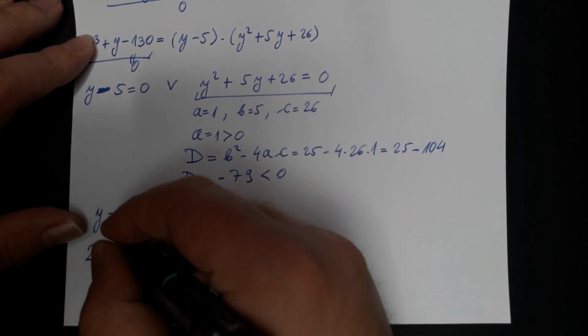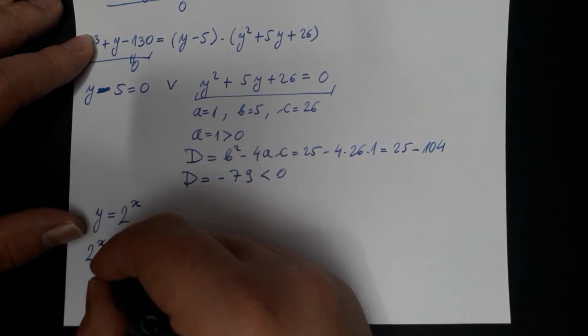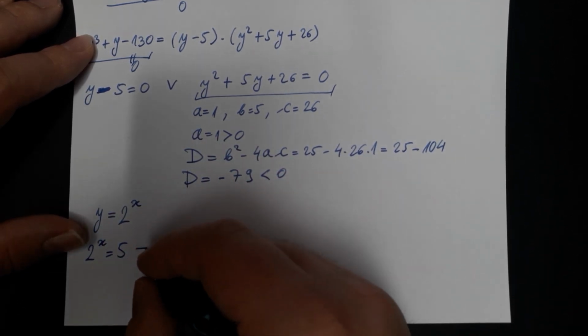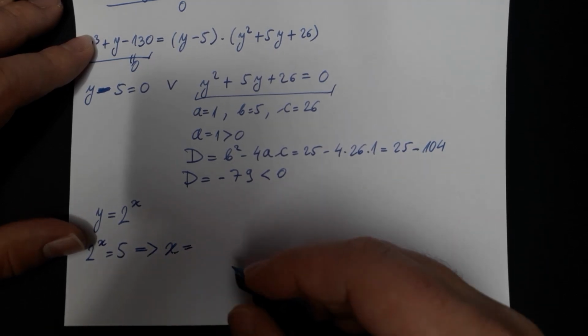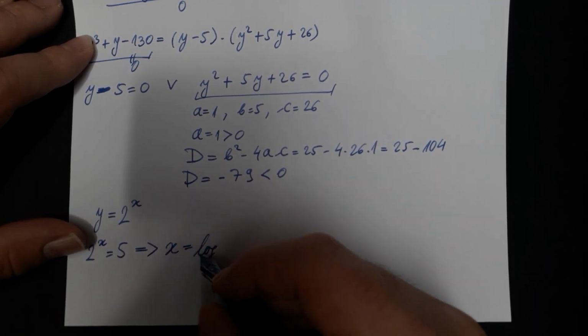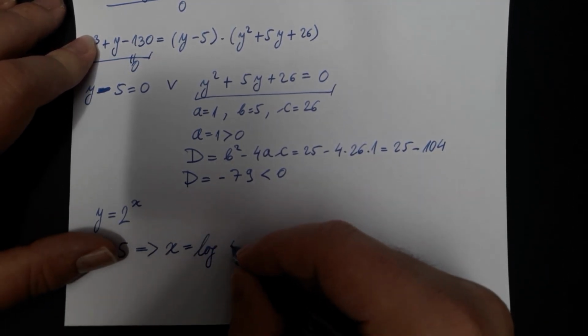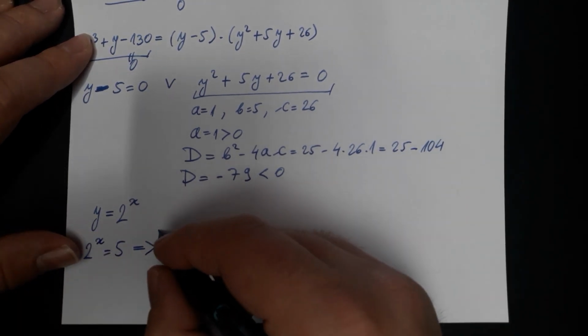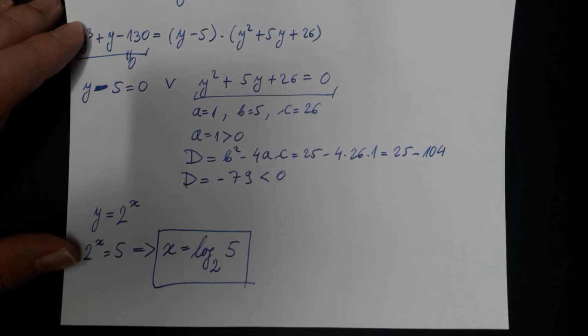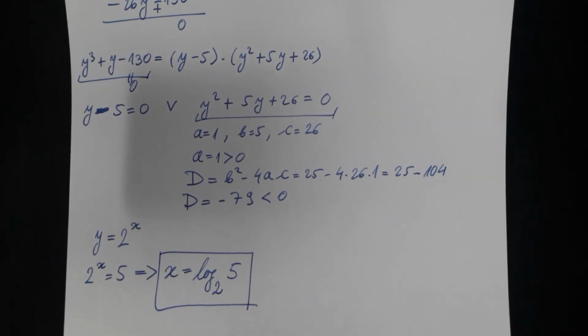So 2 to the power x, when we return the substitution, is equal to 5. And then when we use the definition of a logarithm, we see that x is equal to the logarithm of number 5 to the base of 2. And this is the only solution we have which is a real number.